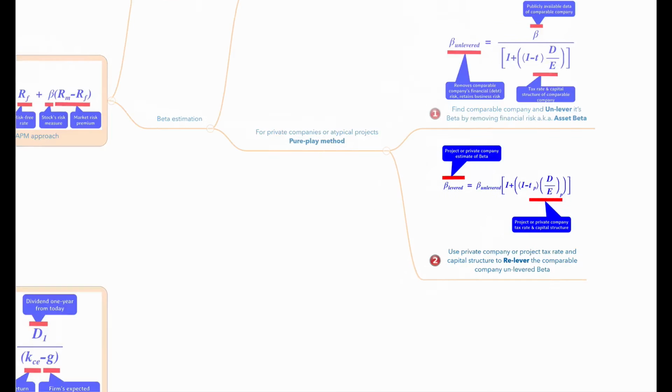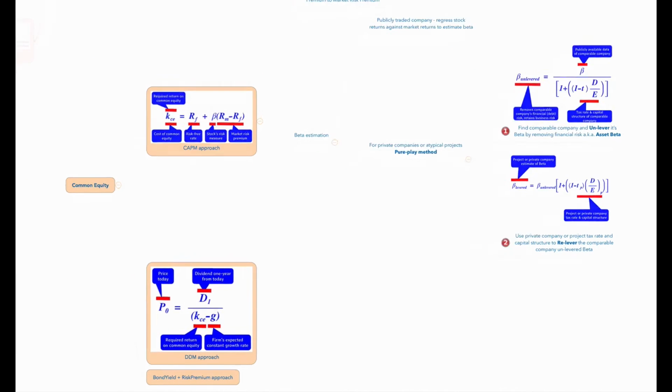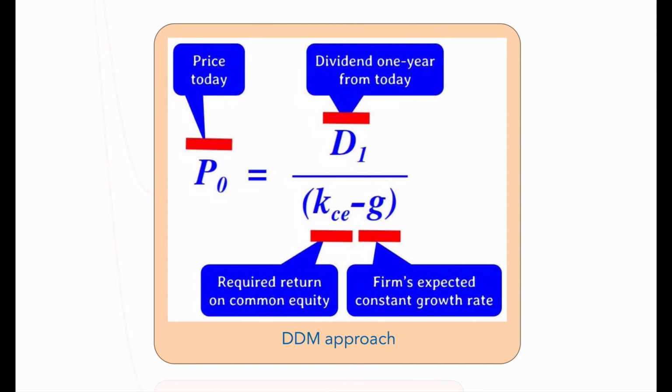The second approach for estimating the cost of common equity is known as the dividend discount model. This is based on the fact that if dividends are expected to grow at a constant rate G, then the current value of the stock equals D1, which is next year's dividend, divided by the cost of common equity minus the firm's expected constant growth rate. Now note that G in turn equals the retention rate multiplied by the return on equity. The difficulty with this model is in estimating the firm's future growth rate.